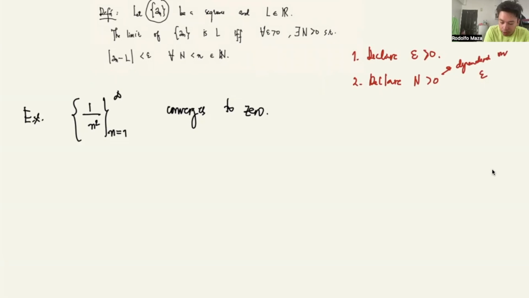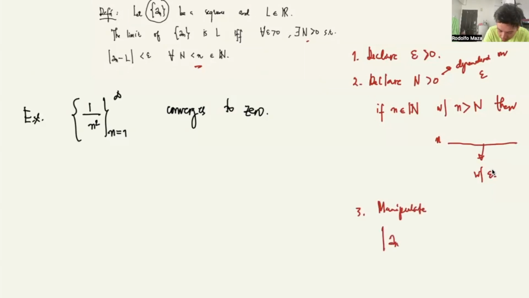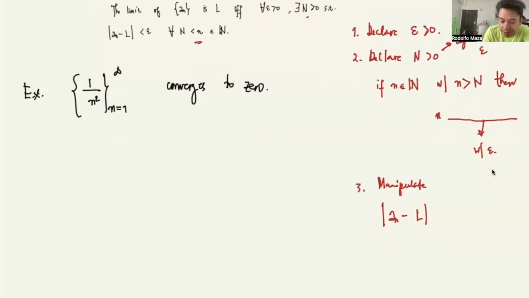So dependent siya. So if you are declaring your capital N, so that means if n is an element of natural numbers, with n greater than or equal to capital N, then meron ka makikitang N na may inequality relationship with epsilon. Kasi, after that, you manipulate this sequence. Ganyan. Let's try to prove this one now using the algorithm.